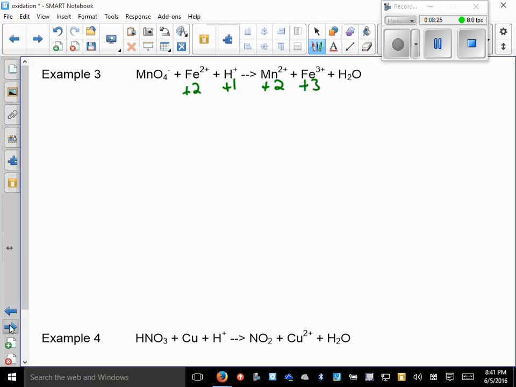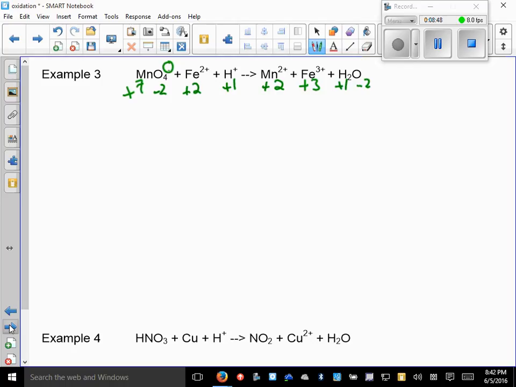Next, I would probably say my rule that oxygen is always -2. Well, if this is -2, these must be +1, so that the whole compound is 0. Here I have -2 for oxygen. Everything here has to add up to be -1. So I have -8, which means this must be +7.